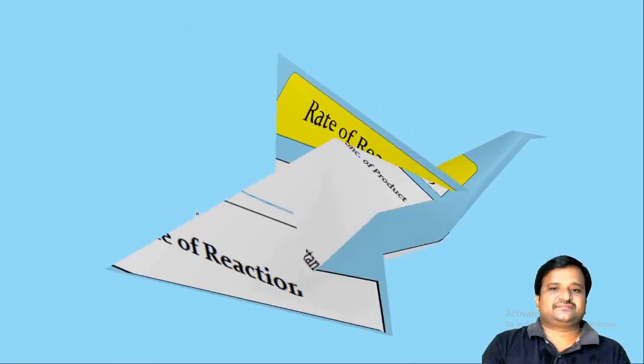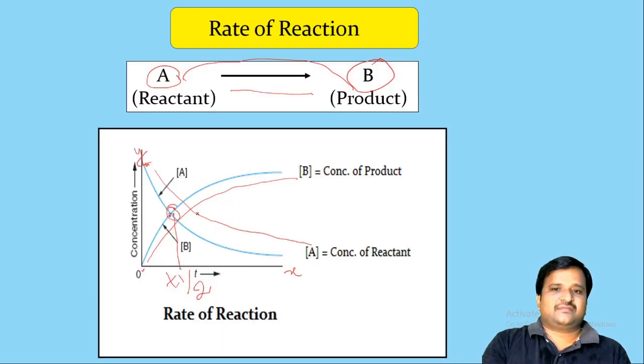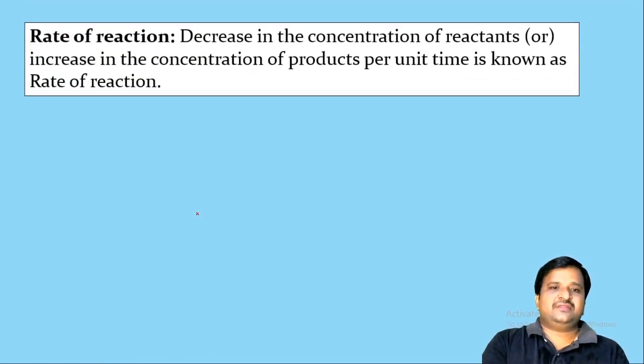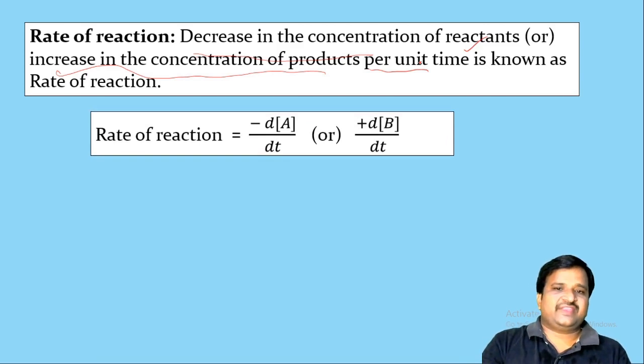So now the definition of rate of the reaction: that is the decrease in the concentration of the reactants or increase in the concentration of the products per unit time. So that is the rate of the reaction. The rate of reaction for this equation, as we already discussed, is A gives B.